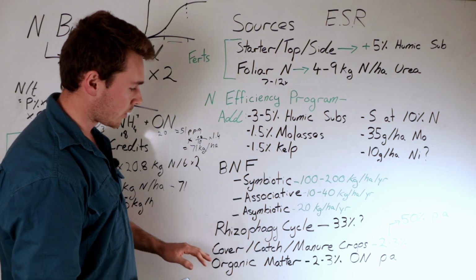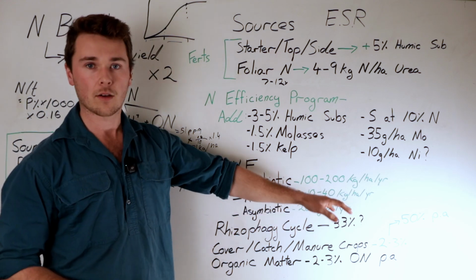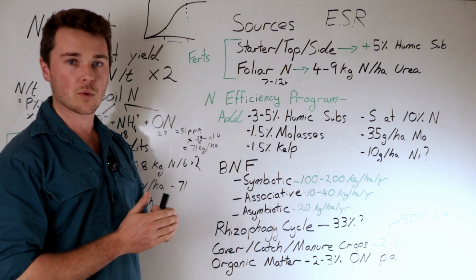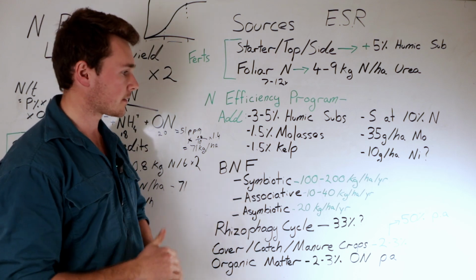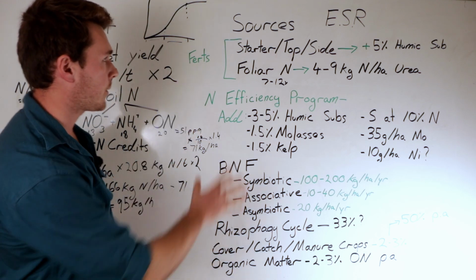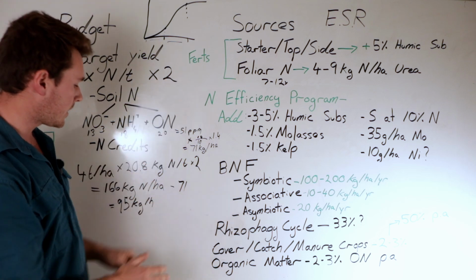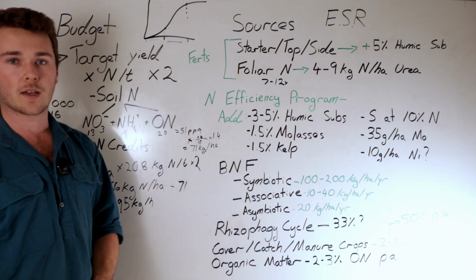Again, I'd say it's more like the cover crop. 50% of that nitrogen will be available within the next 12 months. So that's all our sources. Now we've got to try and fit our sources into supplying this 95 kilos a hectare.